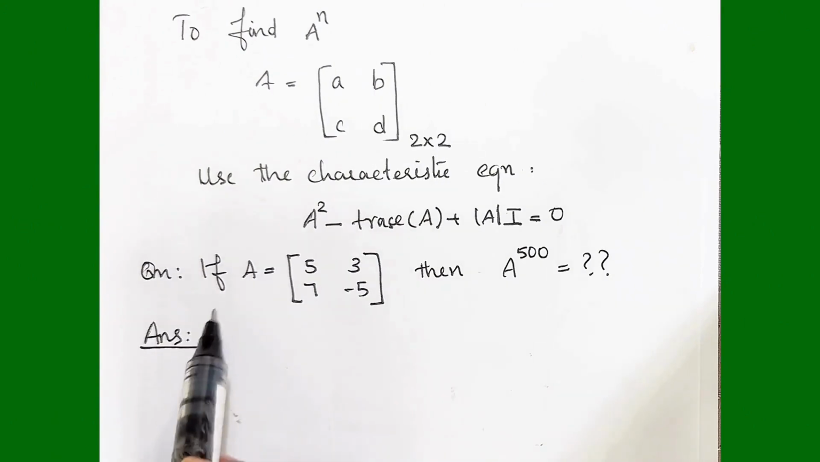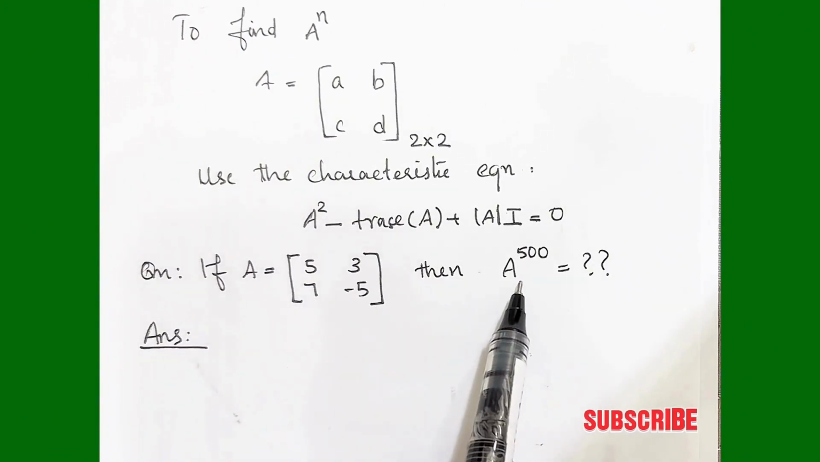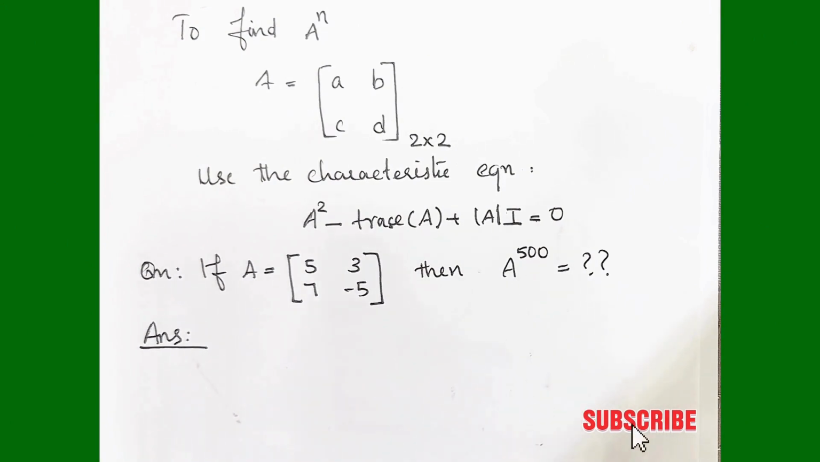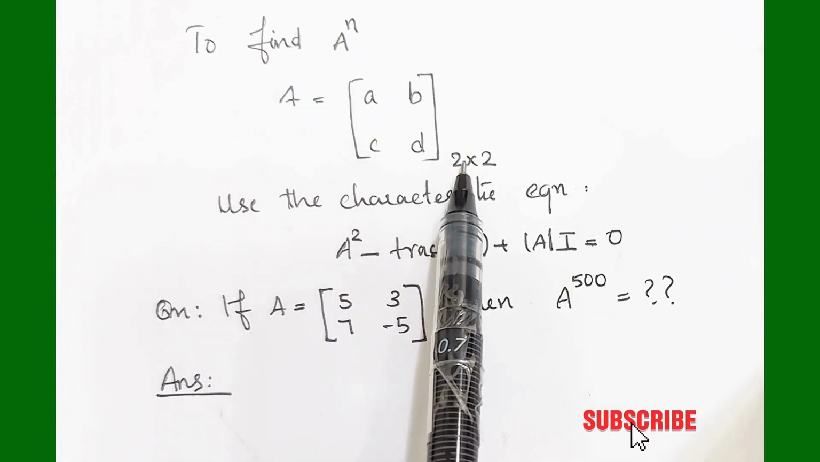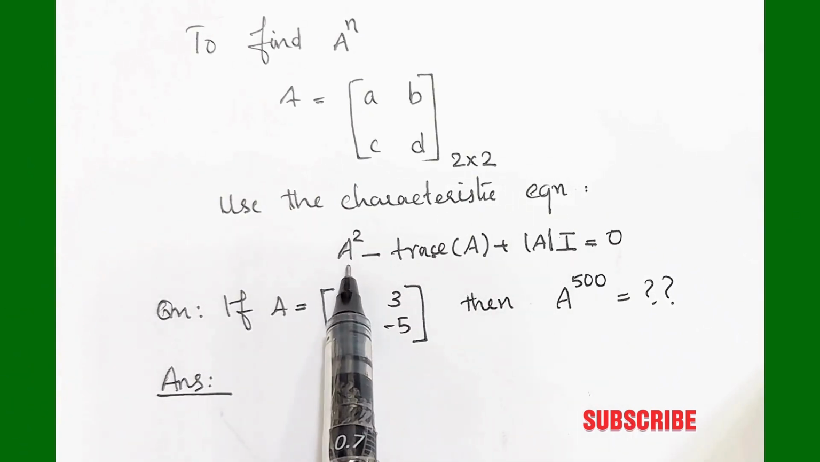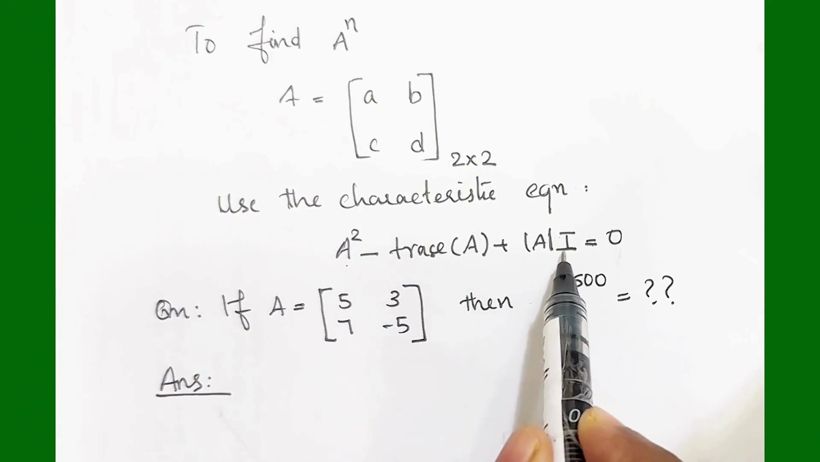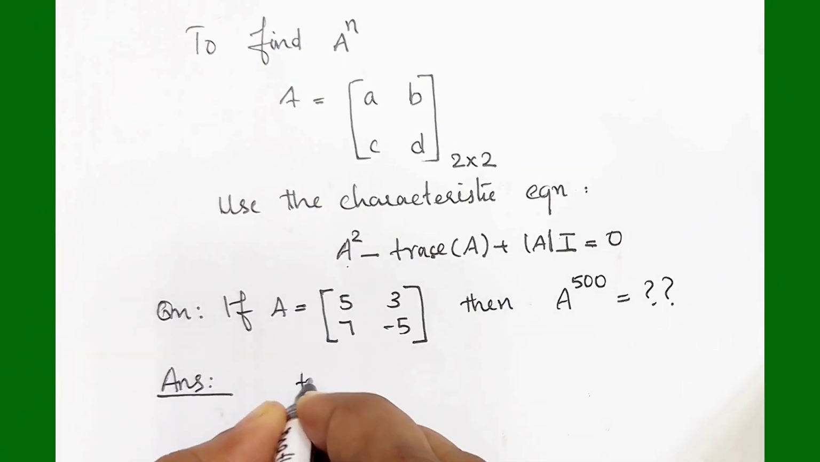The question given is, if A is equal to matrix 5, 3, 7 and minus 5, then find the value of A raised to 500. Therefore, to find A raised to 500, we can use this shortcut. Here A is a 2 by 2 matrix and the characteristic equation is A square minus trace of A plus determinant of A into I is equal to 0. Now calculate trace of A and determinant of A.